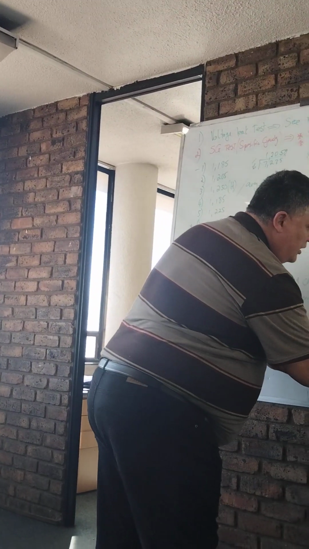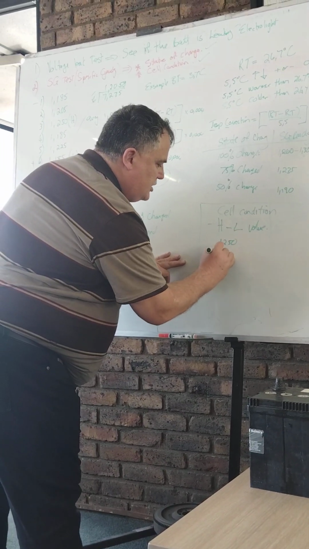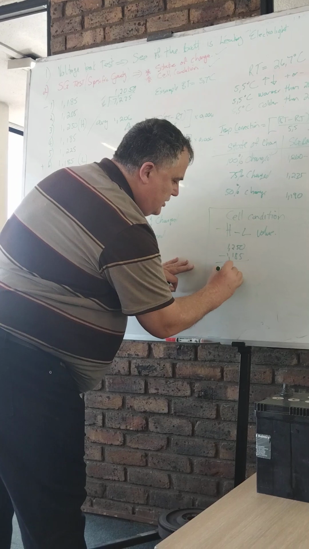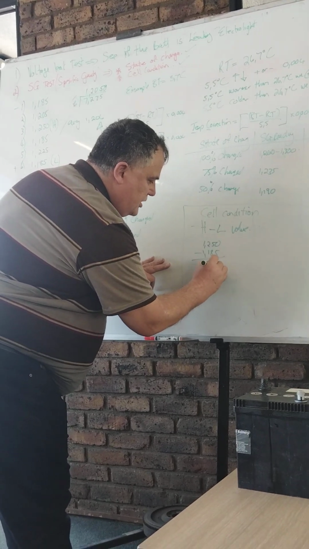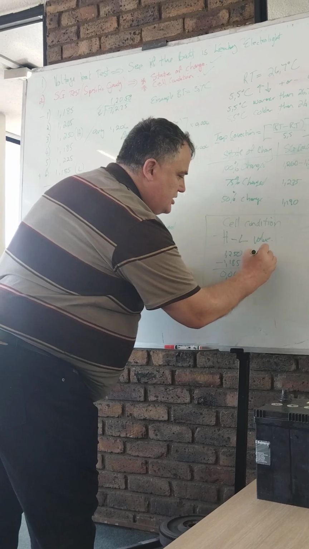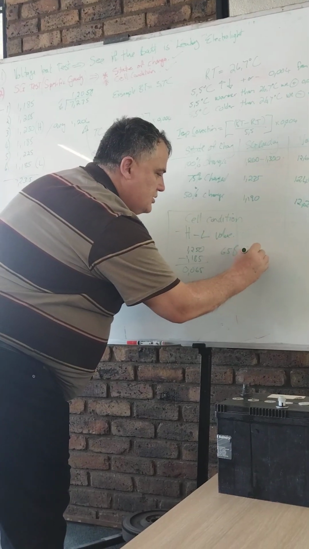So now I'm going to say high is 1.250 minus 1.185. This means that my difference is 0.065, which means it is 65 basis points.